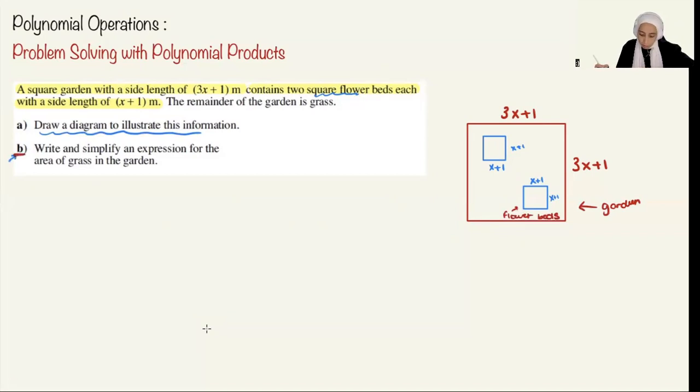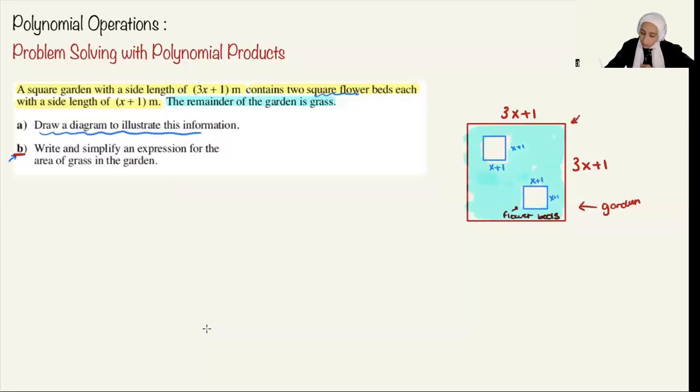B says, write and simplify the expression for the area of the grass in the garden. They've mentioned earlier that the remainder of the garden is grass. So all of this stuff over here is grass. Everything that is not in the flower beds is grass. Now they're asking us to find an expression for the area of this grass.